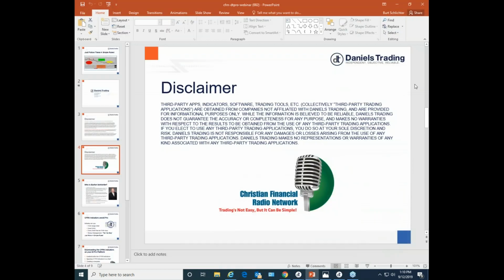The flip side of this is that we have CFRN. No, Michael and Dwayne don't work for CFRN. Bert doesn't work for CFRN. CFRN doesn't work for Daniel's Trading. It's their trading tools. Okay, it's their indicators. They're the educators. They're a third-party trading advisor. There's a line in between us, and that's what I have to talk about. Okay, there's no commingling of anything.